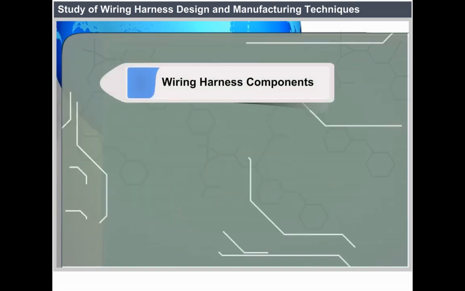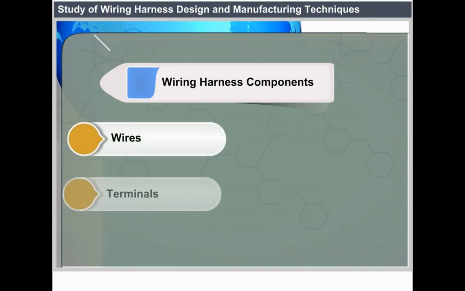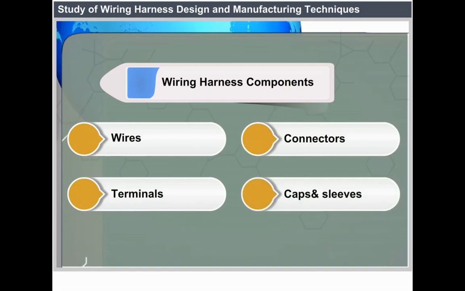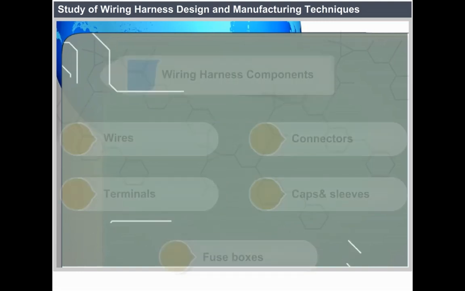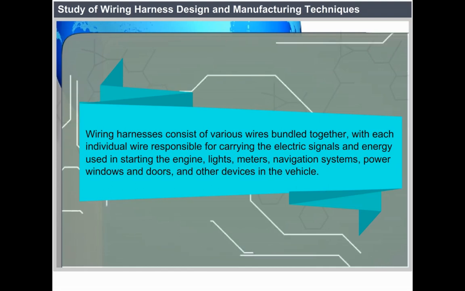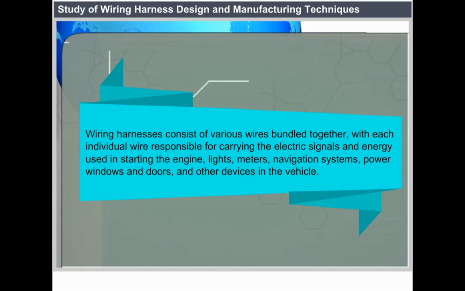Wiring harness components: wires, terminals, connectors, caps and sleeves, fuse boxes. A wiring harness consists of various wires bundled together, with each individual wire responsible for carrying the electrical signals and energy used in starting the engine, light meters, navigation systems, power windows and doors, and other devices in the vehicle.